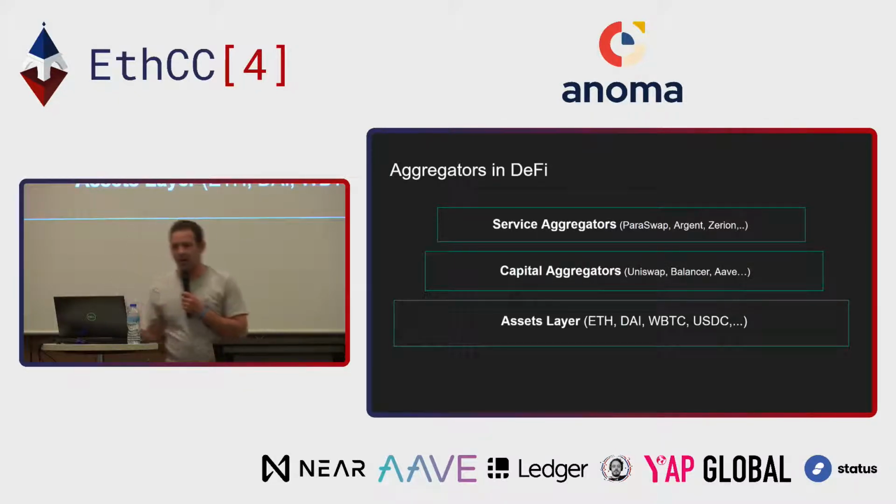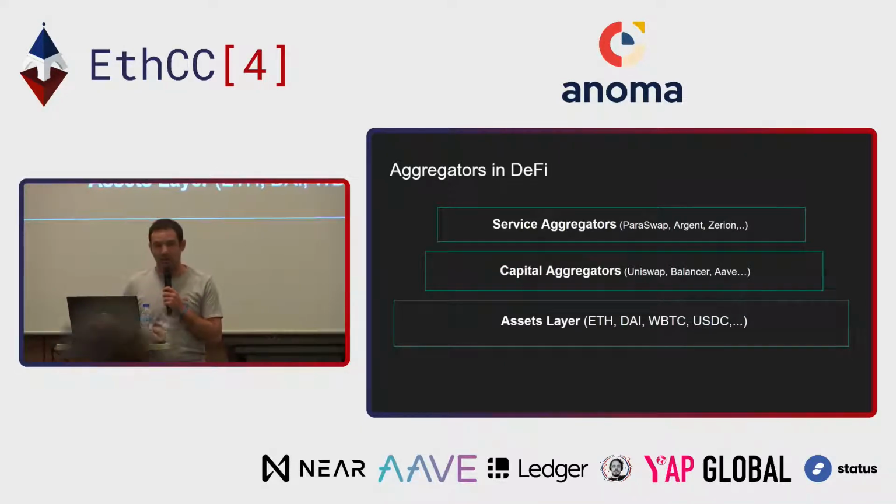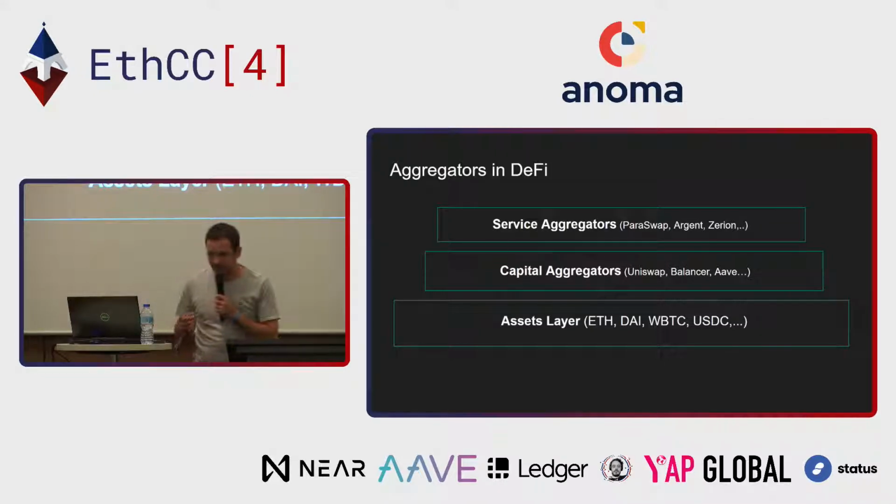Just to start, let's define layers for DeFi protocols. It's oversimplified, but at least it gives visibility on how they interact with each other. In general, we have the assets layer, where we have the tokens, ETH, and so on. We have what you call the capital aggregators, which are the AMMs, the lending protocols, and others. And on top of those, we have what we call the service aggregators, like Paraswap, Zerion, Instadapp, Argent, and so on.